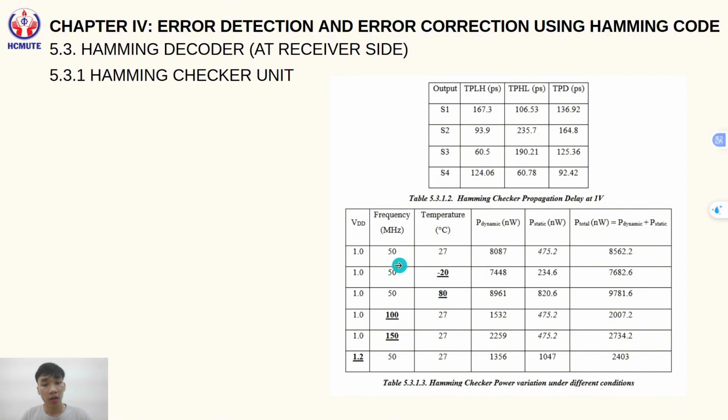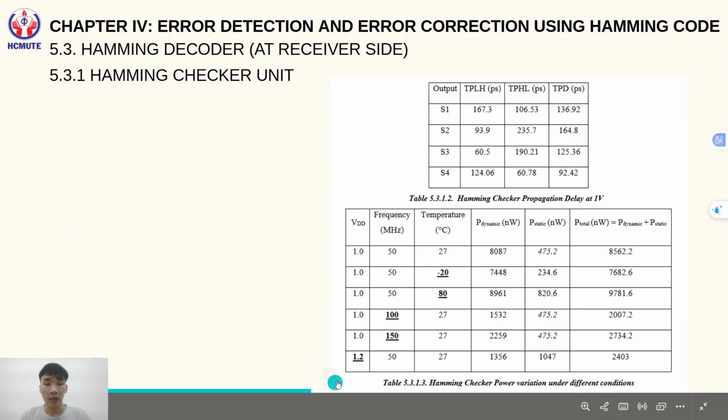Under nominal condition, VDD equal to 1, frequency equal to 50 MHz, and temperature is 27 Celsius degree. The total power is approximately 8.56 microwatt, indicating a highly energy efficient design. And when VDD is increased to 1.2, total power rises significantly.